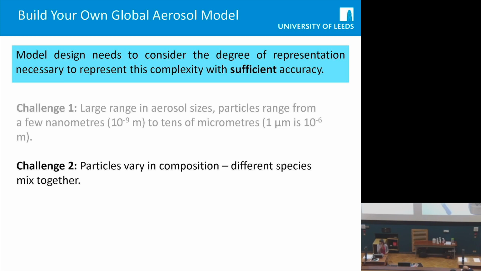So as I touched on there, particles can also vary in composition. What we looked at in those little size distributions from around the world was simply the size of the particles and how many there were. And that's really only half the story, because those particles can be made of all sorts of different things. So again, with our global model that we're trying to build, the second challenge is how we capture that variation in composition.